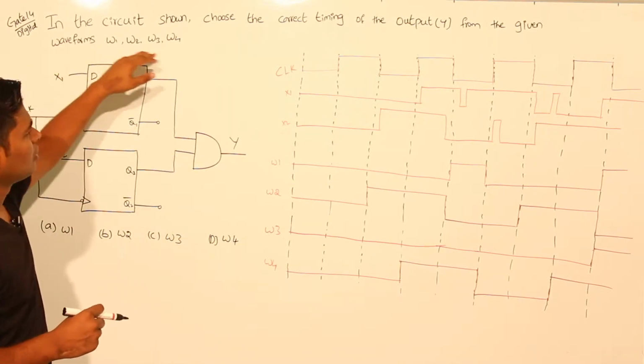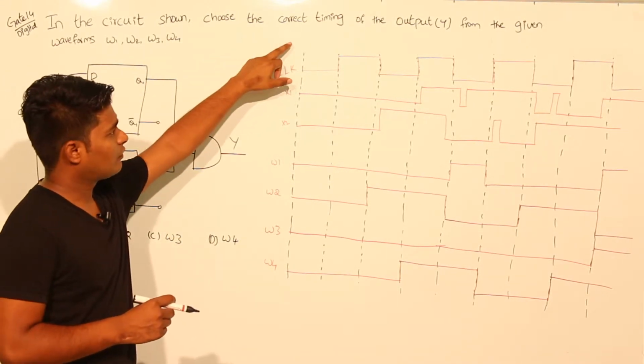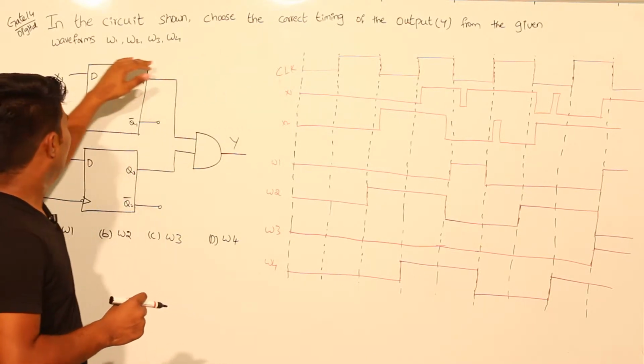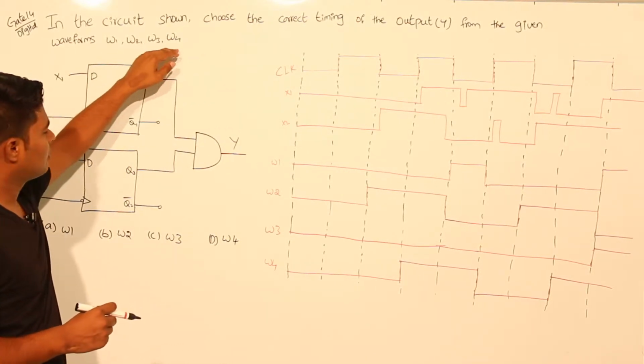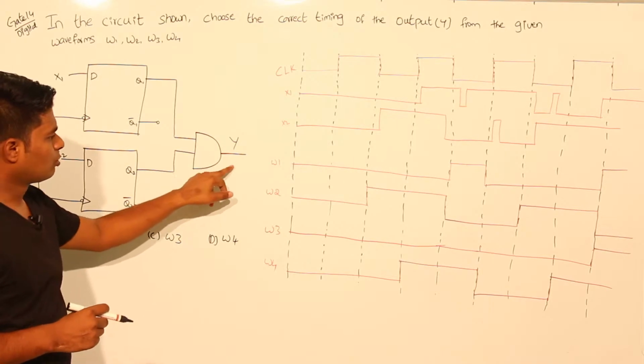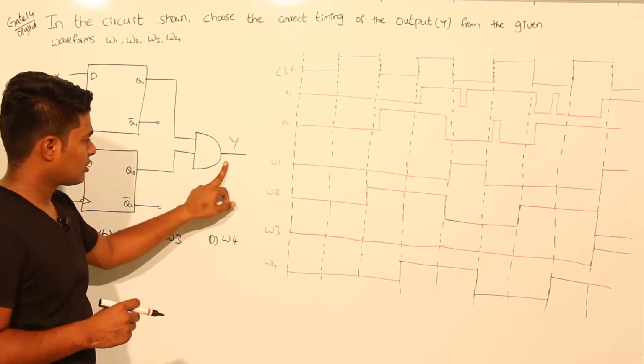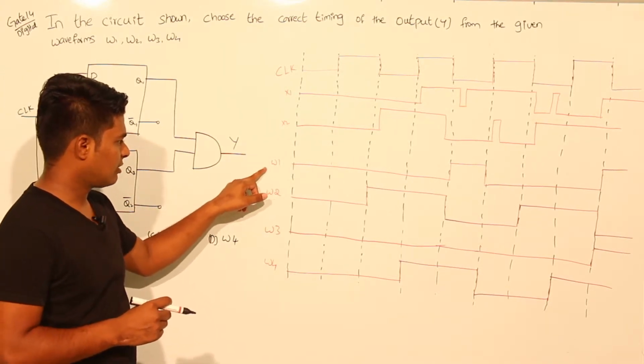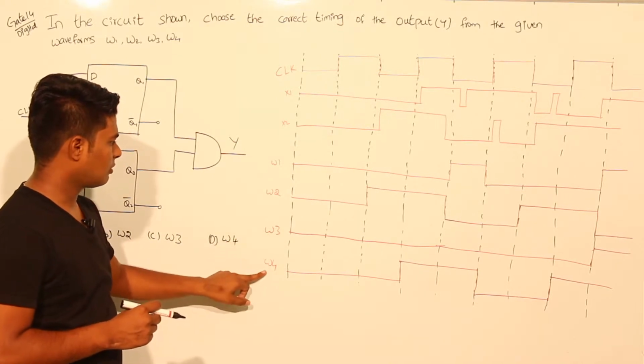In the circuit shown, choose the correct timing diagram of the output Y from the given waveforms W1, W2, W3, W4. Here is the output Y, and for this output Y, what is the correct waveform? Either W1, W2, W3 or W4.